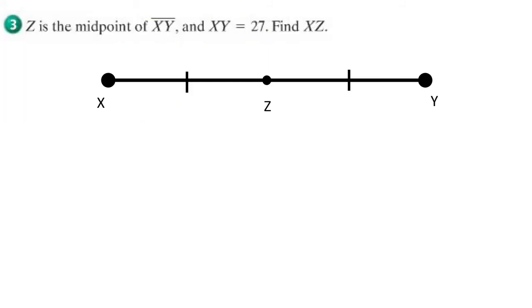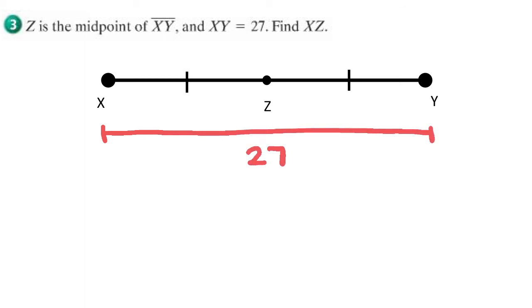In this last example, it says that Z is the midpoint of XY, and XY equals 27. So using the fact that XY is 27, we know that this whole length is 27. Now, we don't know what the length of these are. However, because it is the midpoint, I know that they are congruent. So rather than just calling them question marks, I can give them a variable name. Let's say I decide to call it x and x.